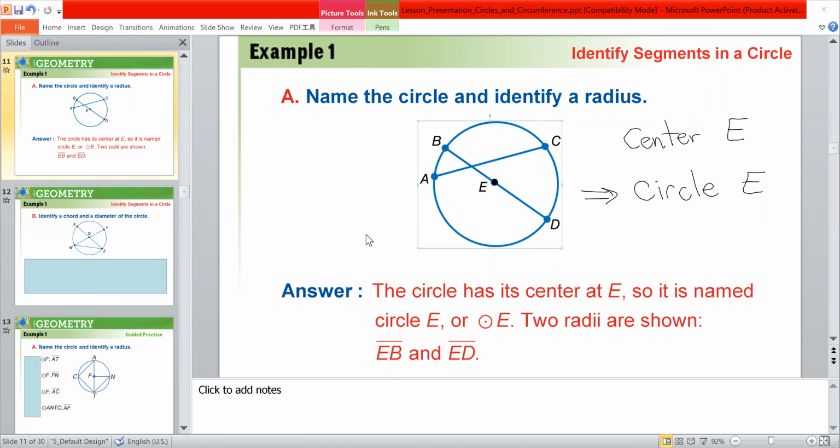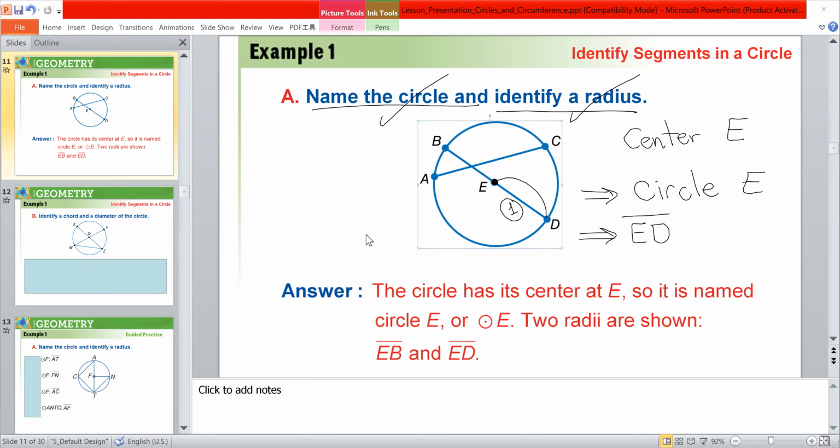This is the first one. So name the circle, we finish it. Identify a radius. So I need to find a radius. The radius is a line joined between the center and any point. From the center to any point. This is my first radius. So our first radius is ED.